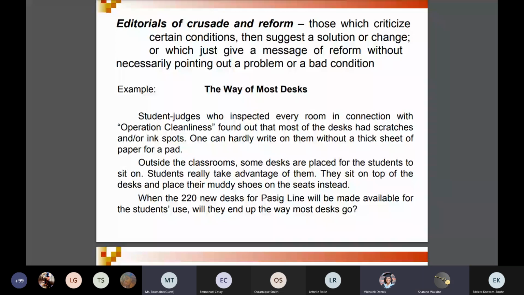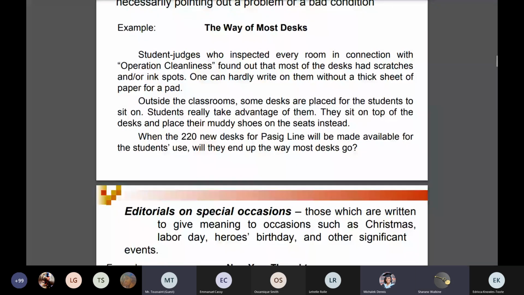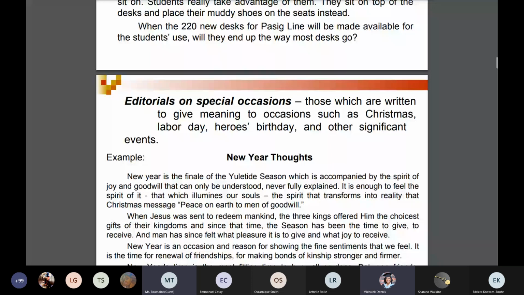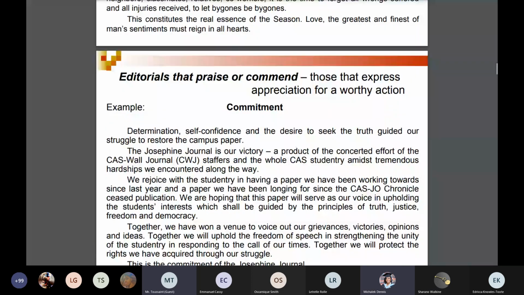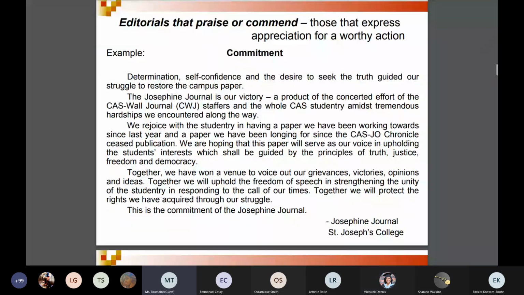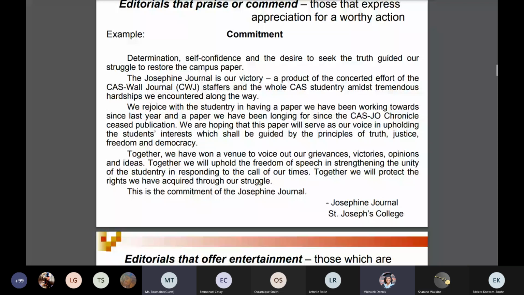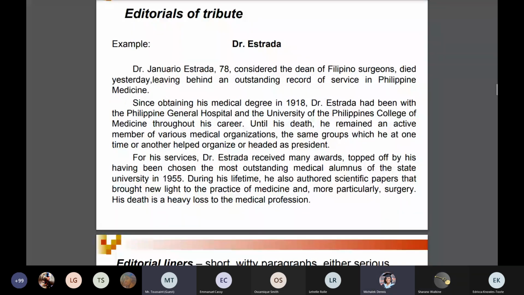And we have other editorials. We will not get into editorials on special occasions. And we definitely have editorials that praise or commend. That is one of the main types of editorials as well. Let me move on. There's a bunch that's seen here. I really want to get to this.